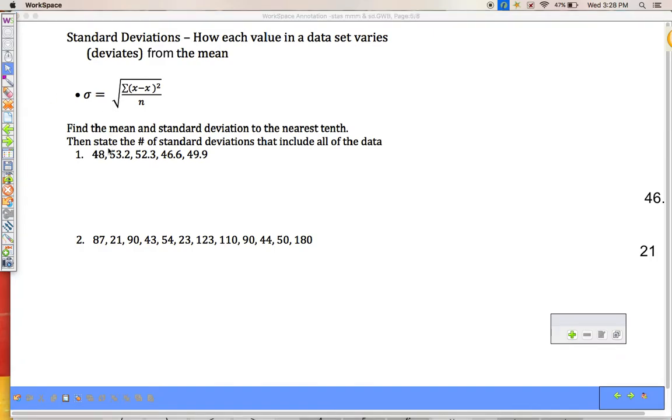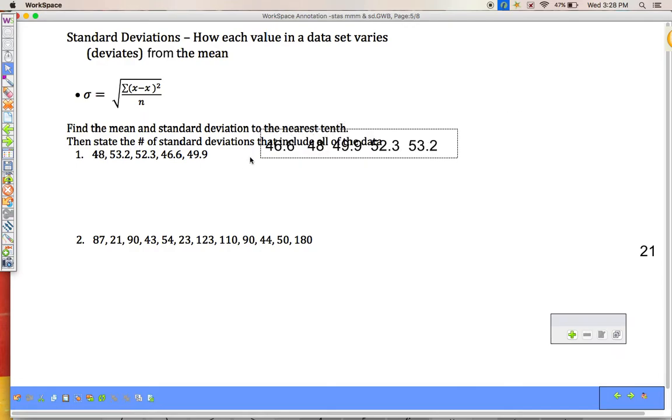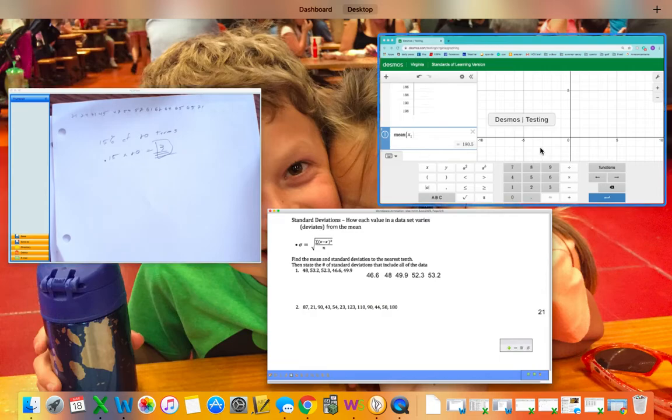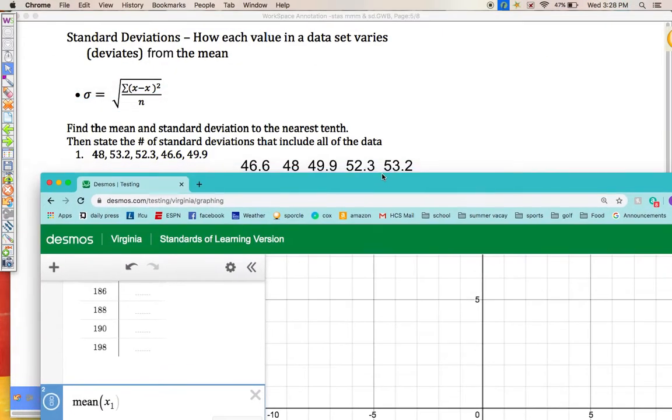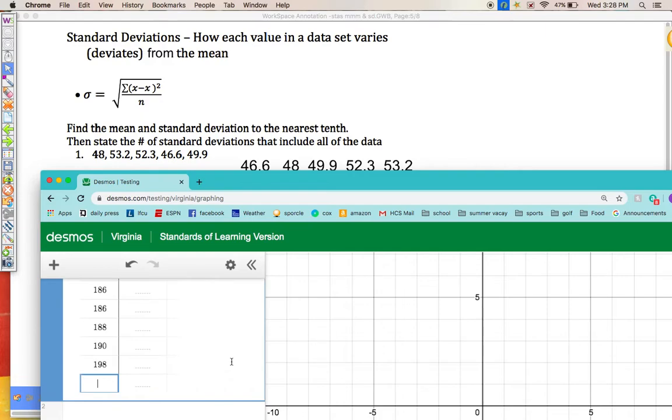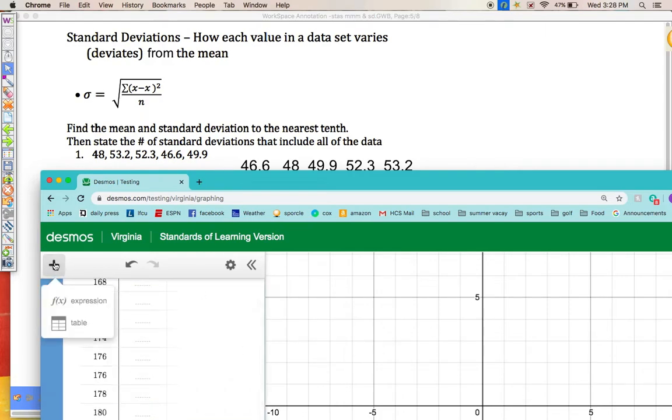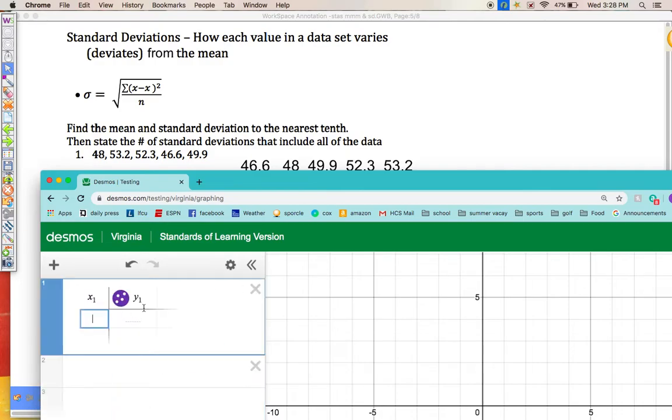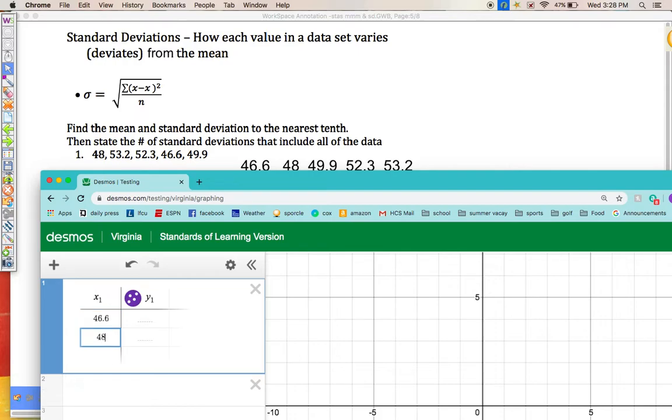All right. So for this problem, find the mean and standard deviation. I need to put these numbers in order. And what we're going to do is we'll go over to Desmos and do both of these. So I'm going to get rid of this one, get rid of this one. I'm going to make my table, put my numbers in, 46.6, 48, 49.9, 52.3, 53.2. They don't have to be in order, I just chose those numbers.